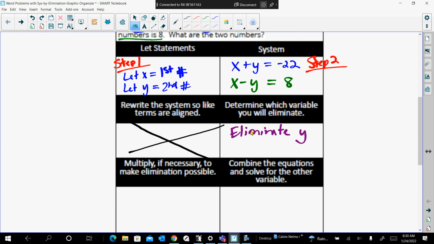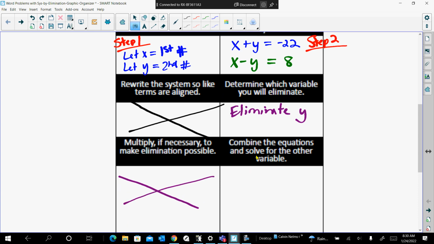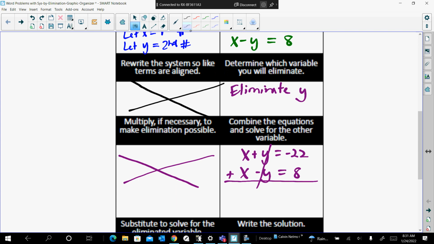All right, so we are not going to need to multiply. So I'm just going to show it down here. It says combine the equations, solve for the other variable. So when I had my x plus y equals negative 22 and x minus y equals 8, I can eliminate the y. That is gone. So this gives me 2x equals, what's the negative 22 plus 8? So negative 14. There we go. Then we're going to divide that by 2, or you can do that mentally. And we see our x equals negative 7.